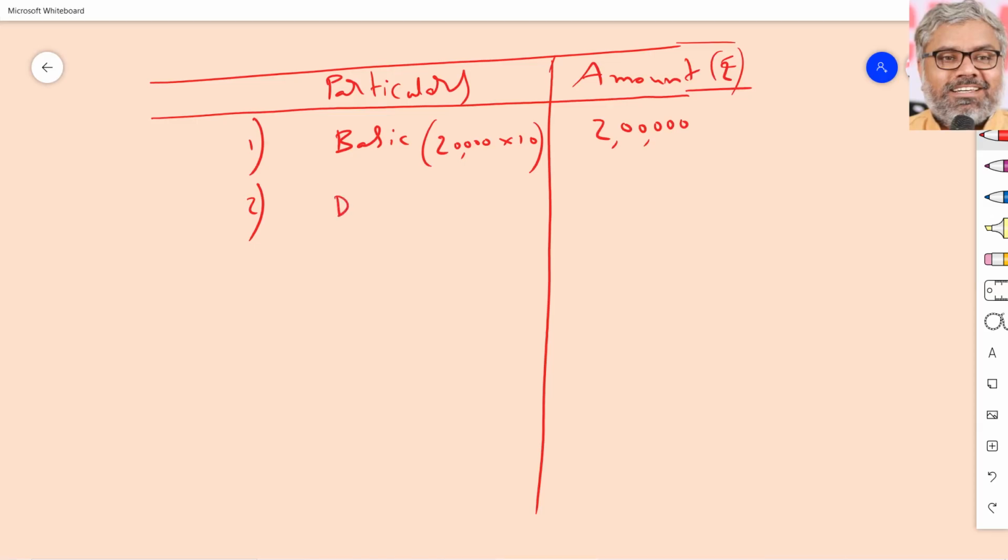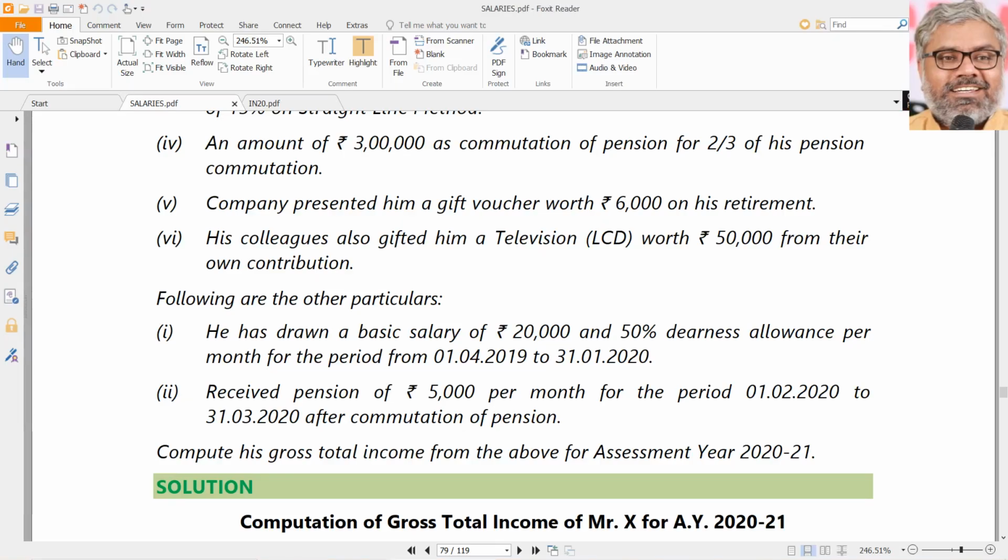Then dearness allowance, in the exam you can write full form. That will be how much? 50%, means 10,000 into 10. That is half of basic, which comes to 1 lakh rupees. Then that is during the service. Then what happened? On 31st January he has retired.